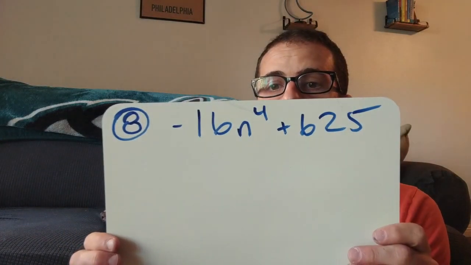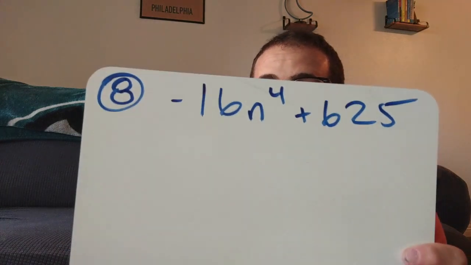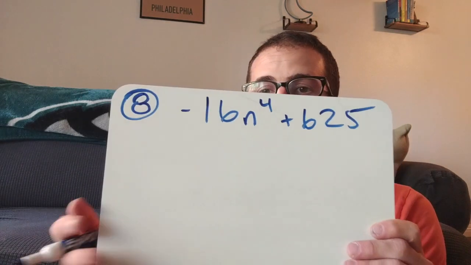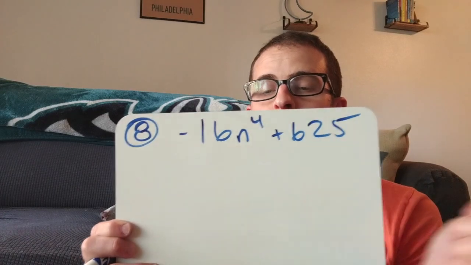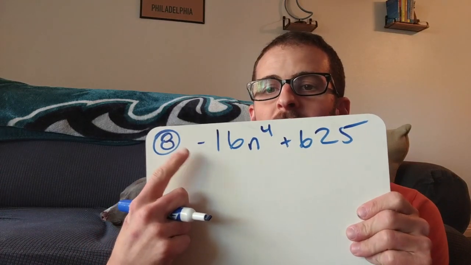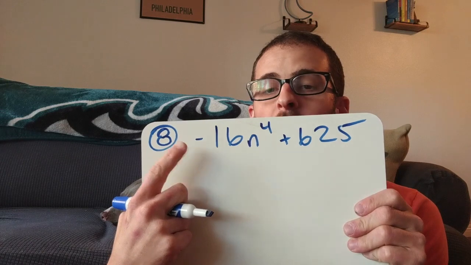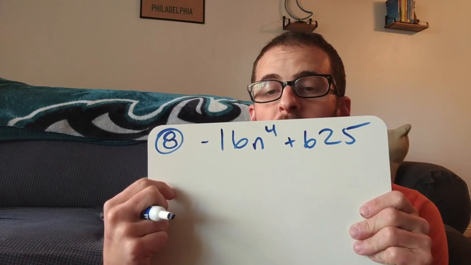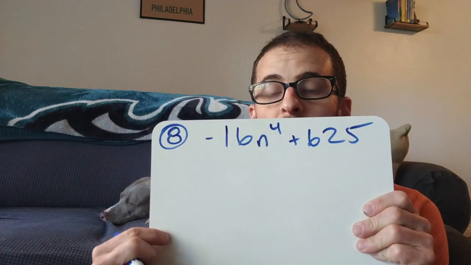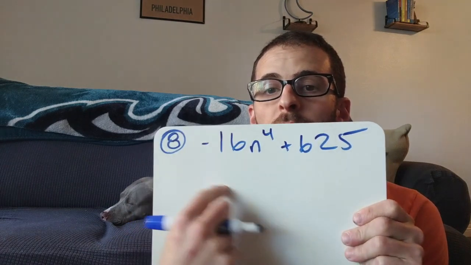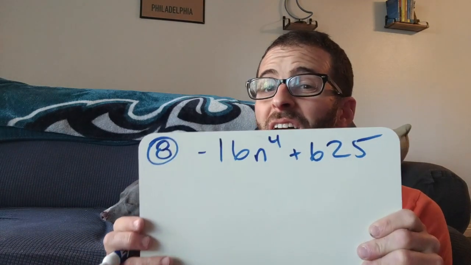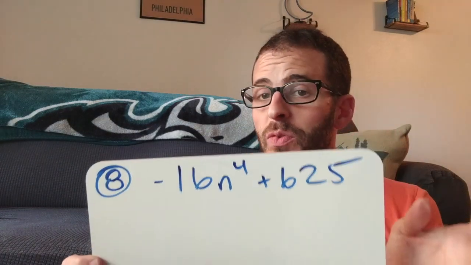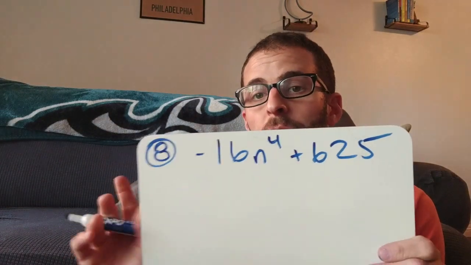So, number 8, negative 16 n to the 4th plus 625. All right, first of all, it's not a difference of two squares because that's a plus sign. It's a sum. But this negative out here is no bueno. So we have two options. We can factor out a negative 1, and remember to bring the negative along, or we can rewrite it 625 and 16n to the 4th. Just because this is the first time you've seen it, I'm going to take out the negative 1, but you could actually reverse the whole thing if you wanted to.